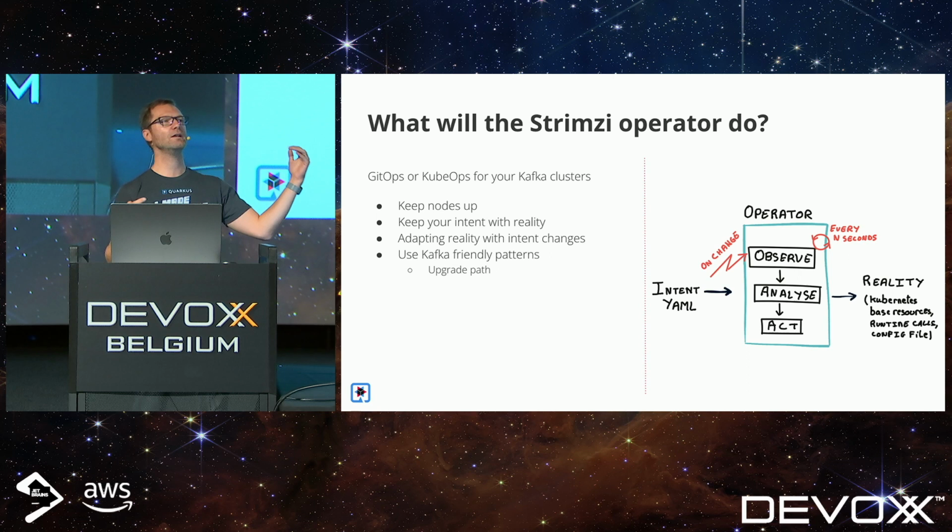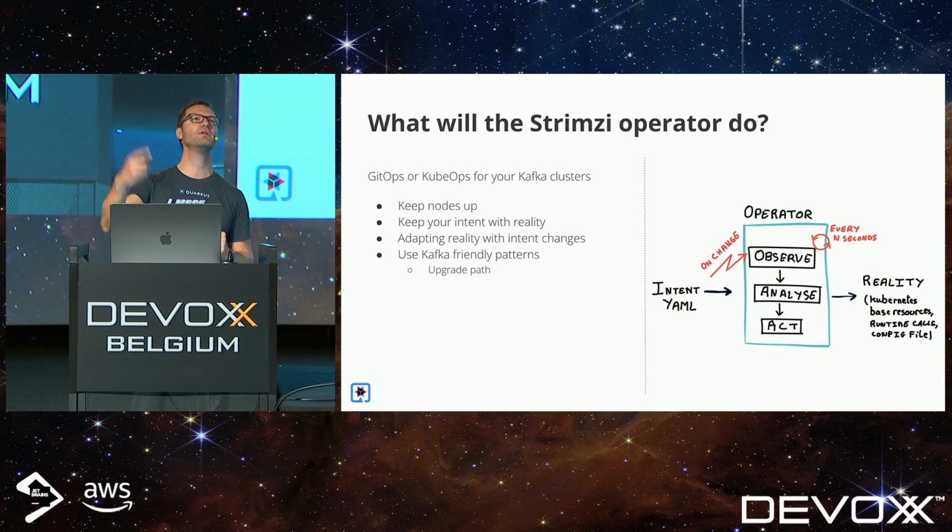So the operator is a brutal model where it is not only intent based, saying, well, there is this change, let me go and apply something, but also every n seconds it looks over all of the intents and asks, is the reality still matching that intent? And if it's not, a change will happen. It's very brutal, but it works perfectly and it's very safe and robust for a distributed system. Kubernetes is heavily using that sort of pattern.